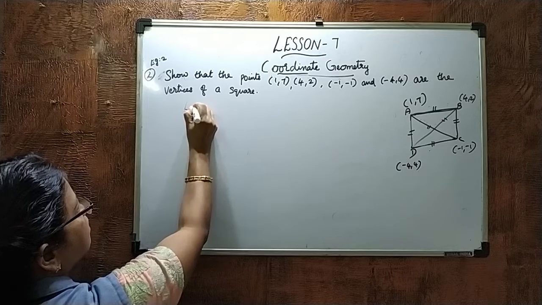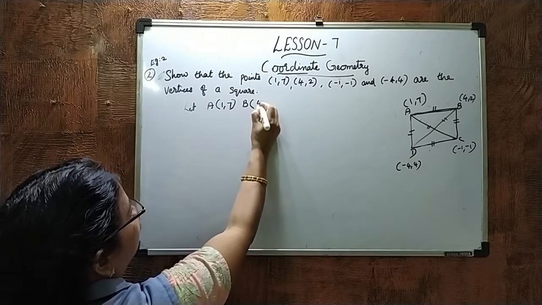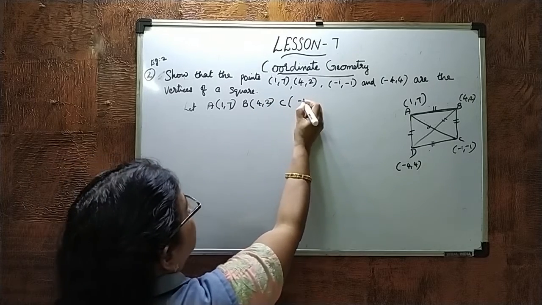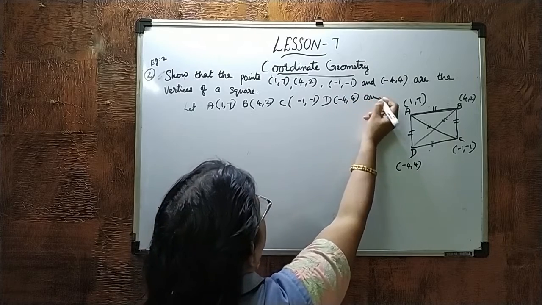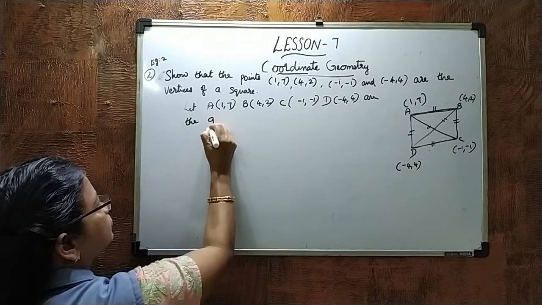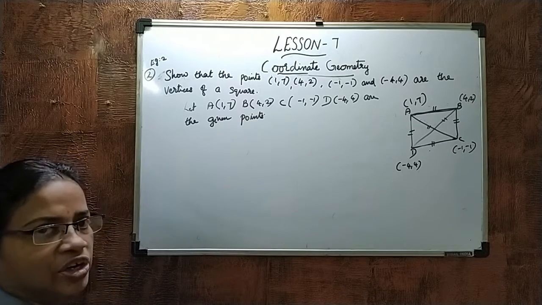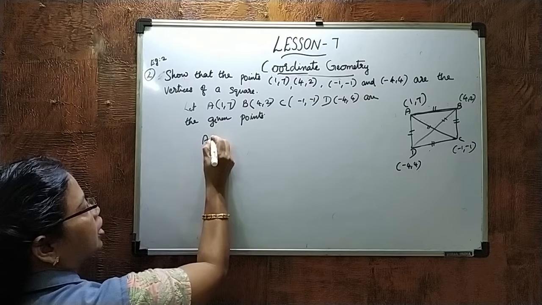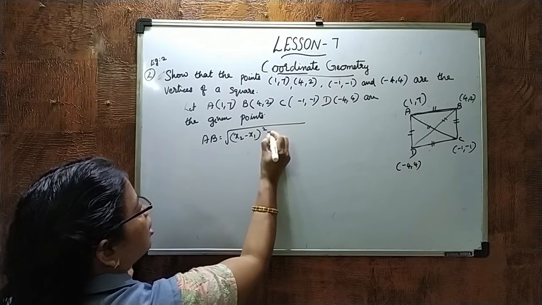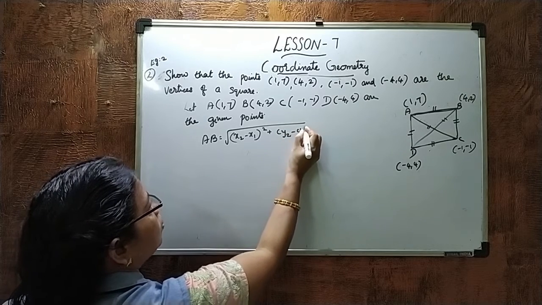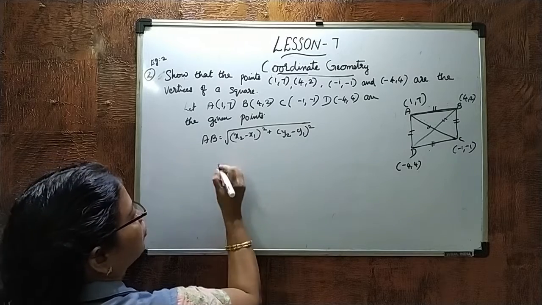First what you should write? Let A (1, 7), B (4, 2), C (-1, -1), D (-4, 4) be the given points. What is the next step then? You have to find AB. How will you find AB? AB equals root of (x2 minus x1) the whole square plus (y2 minus y1) the whole square. When you are writing the formula, you should also say it in your mind. It will be very useful for you.